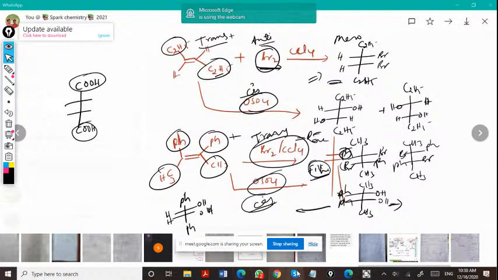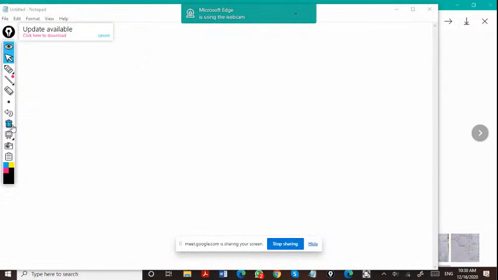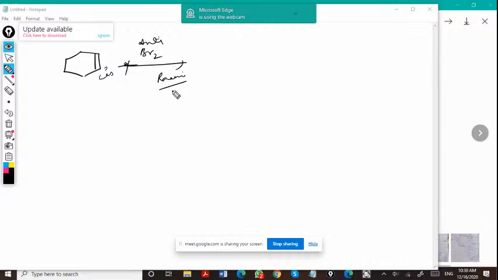So let's begin with one more topic. Yesterday we discussed acyclic olefins. If it is a cyclic olefin, for example this, and you treat it with bromine, what could be the product? This is syn addition and this is anti-addition. So it will be racemic, isn't it? Cis with anti, racemic.